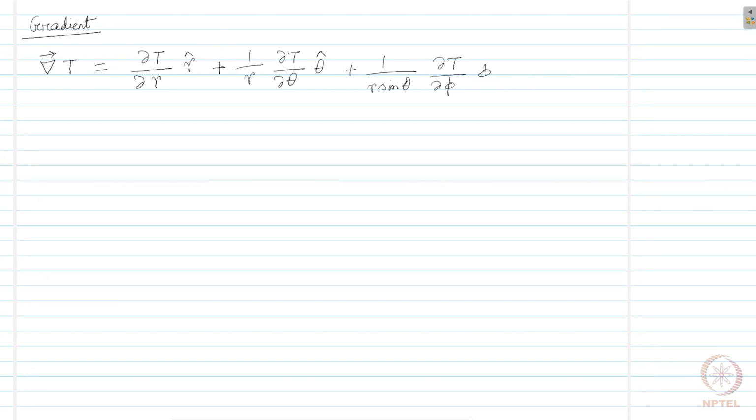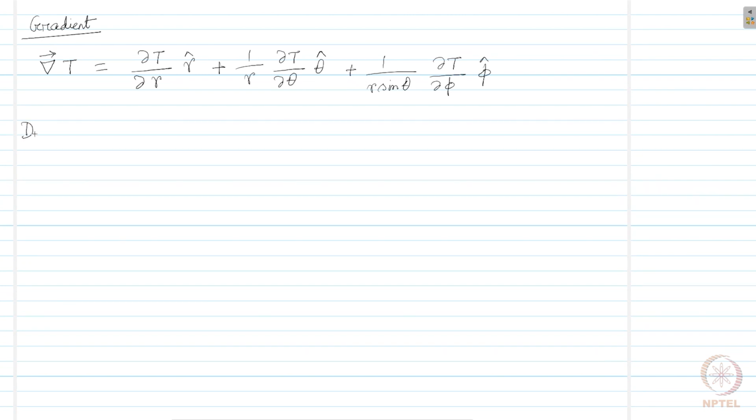Now, let us consider gradient in spherical coordinate system. We will not derive the expression. We have already discussed how we can derive it. So, we will just write down the expression for your reference. Gradient of a scalar field T is given in spherical coordinate as del T del r r cap plus 1 over r del T del theta theta cap plus 1 over r sine theta del T del phi phi cap.